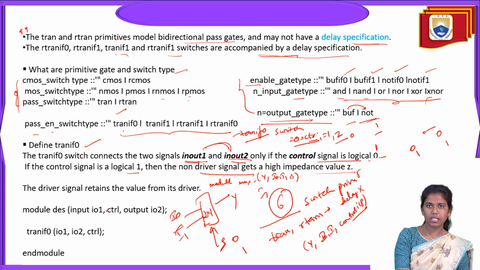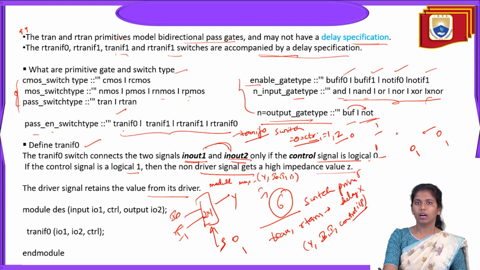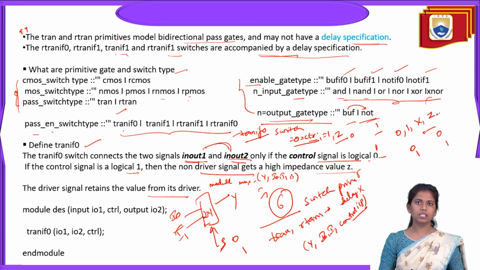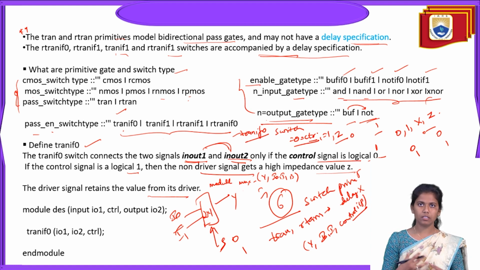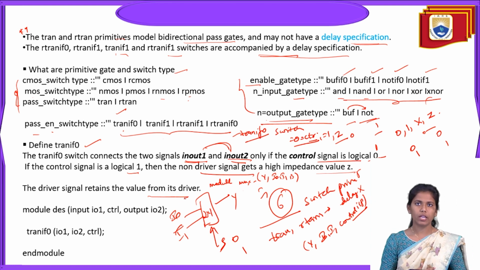Then the driver signal retains a value from its driver. Obviously, whether the driver signal starts with 0, 1 or Z, high impedance, once it gives the signal, it retains it. It takes the value back from the driver itself.